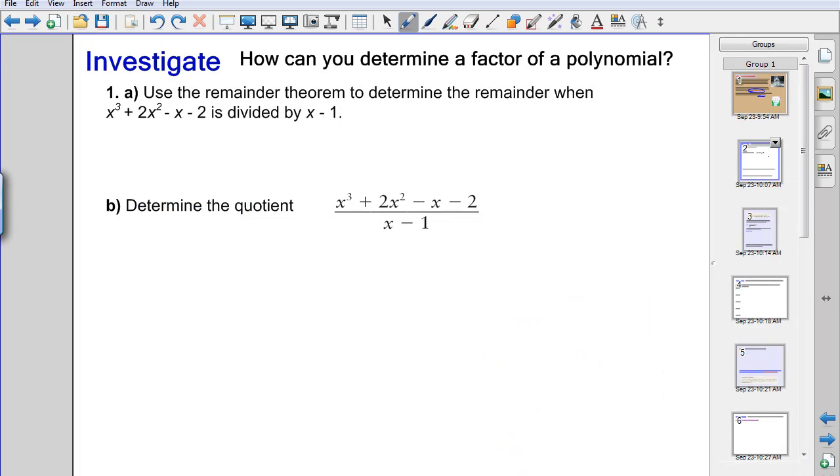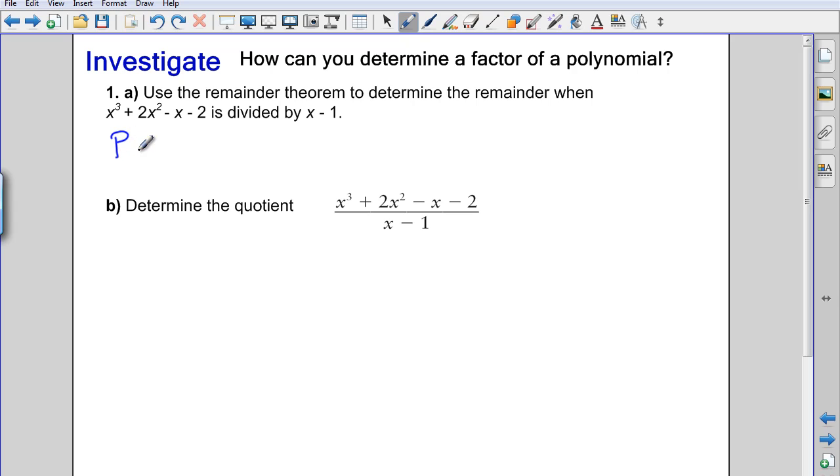Let's take a look at how we might use the factor theorem. One of the ways we will use it is to spend a few minutes looking at the remainder theorem. The remainder theorem, as we saw in our previous lesson, allows us to very quickly determine the remainder. And that's really all it's good for. But this is a very important bit of information.